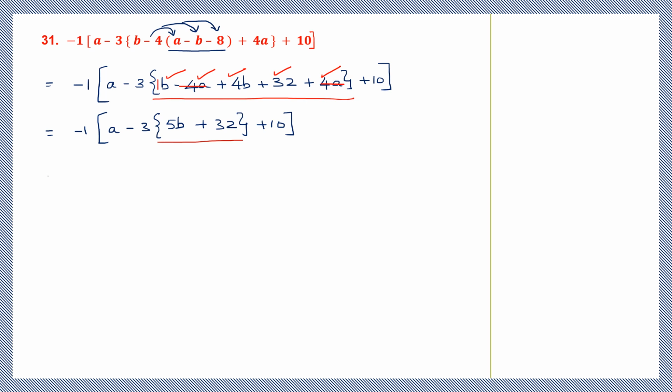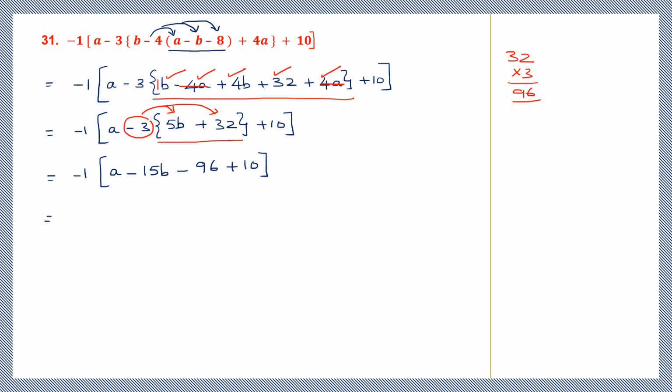So let's do that. So here we have minus 1 square bracket a. Now before we do that, let's look and see what is before the bracket, minus 3. So first multiply this with 5b. So it becomes minus 3 5s are 15b. Now we multiply minus 3 into 32. So let's do that. 32 into 3. 3 2s are 6, 3 3s are 9. So we have 96 here, and the sign is minus, minus 96 plus 10. So we've removed our curly brackets.